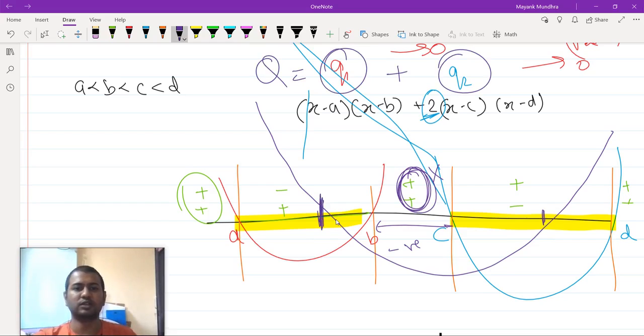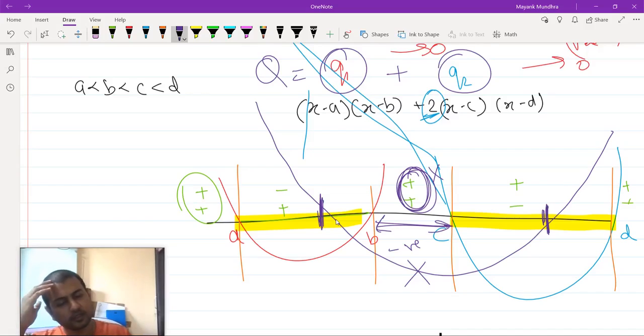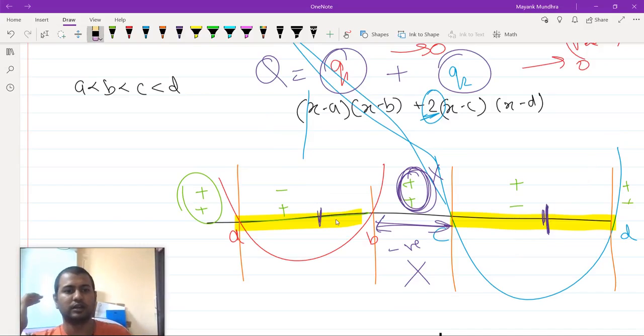But if I take one root in this region and one root in this region, then in the intermediate section between b and c, the combined quadratic should actually be negative. So that cannot happen. So this situation cannot happen. So I can reject one root in AB and the other in CD. So I can reject both of these. So either you will have A or you will have B. So either you will have both roots in the left region or both roots in the right region. So let's look at those options.